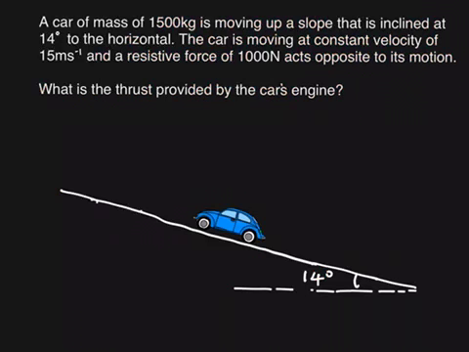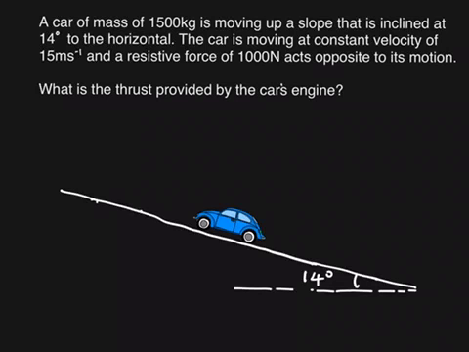Today we are going to look at the forces and dynamics of a car on a slope. The question reads, a car of mass 1500 kilograms is moving up a slope that is inclined at 14 degrees to the horizontal, and the car is moving at a constant velocity of 15 meters per second and has a resistive force of 1000 Newton acting opposite to its motion. So, what is the thrust provided by the car's engine?